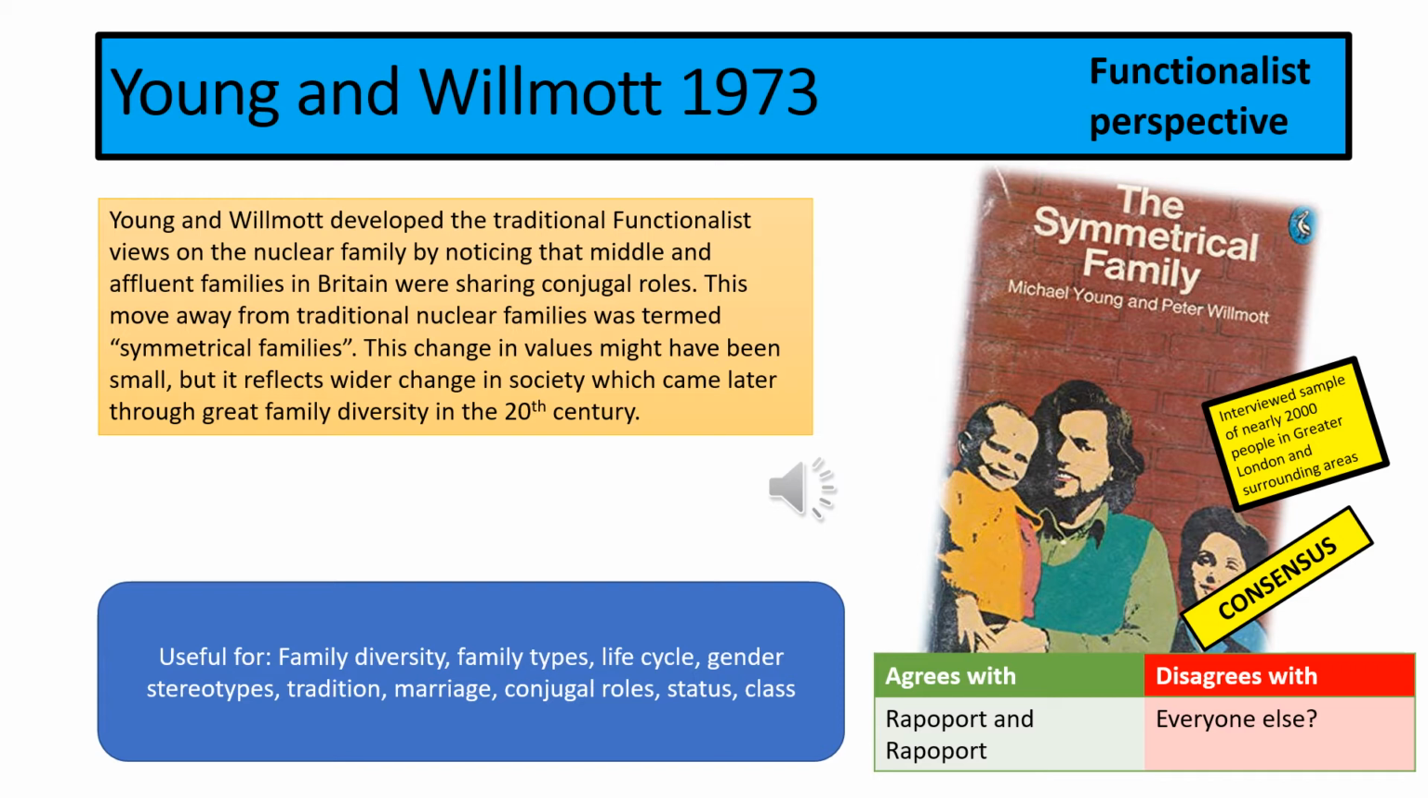Young and Willmott, or Willmott and Young, functionalists from the 1970s. They take the traditional functionalist view and show that it's changing amongst the middle class in Britain. So they talk of this idea of symmetrical families, shared conjugal roles. And it's really important because it shows that sociological perspectives aren't necessarily fixed, particularly here with functionalism. So you can use it for that, alongside Rapoport and Rapoport, contrast it with Parsons, and look at the conflict sociologists, particularly when it comes to feminism and gender roles here.